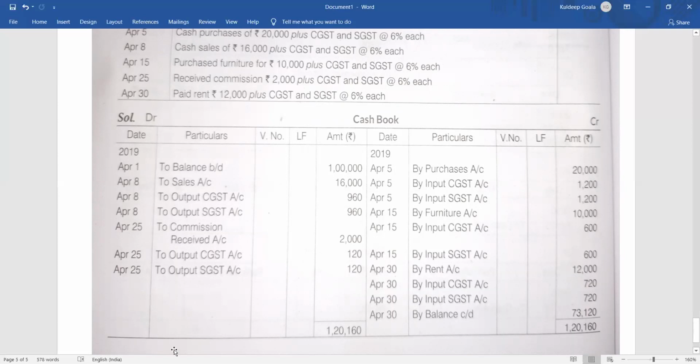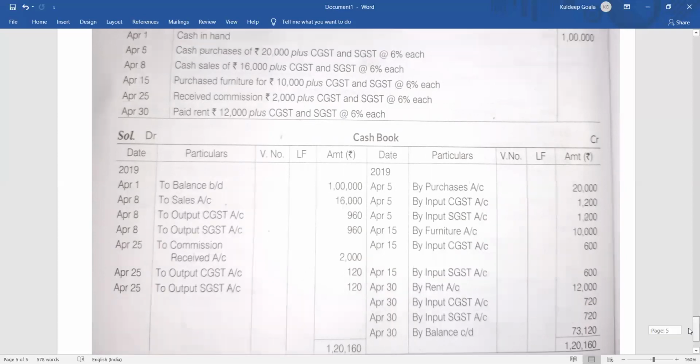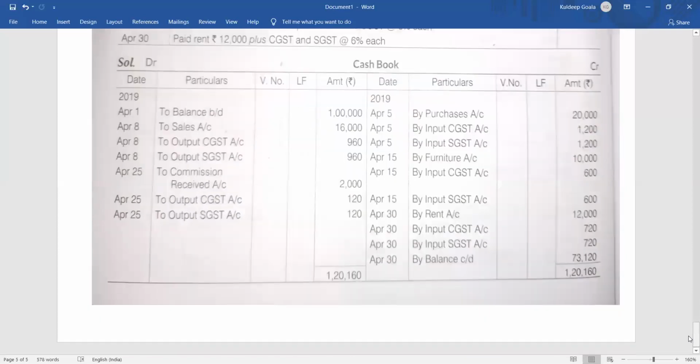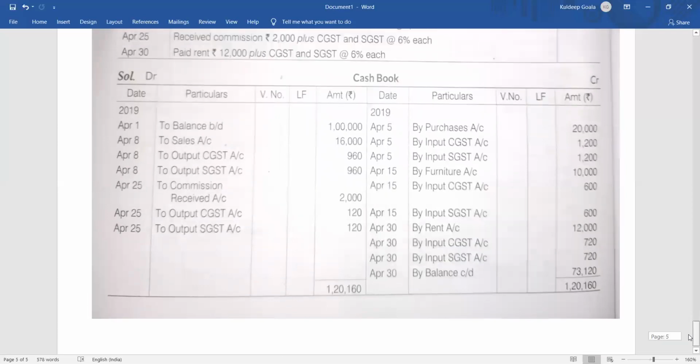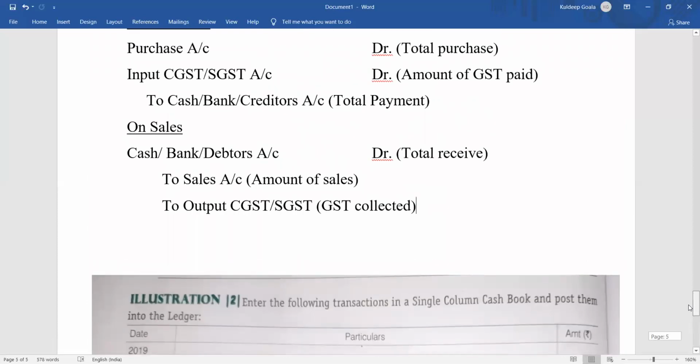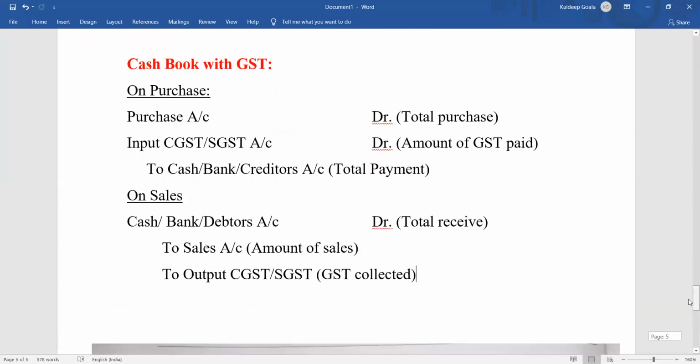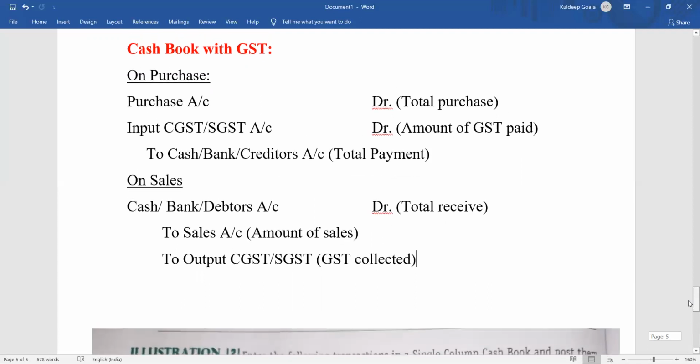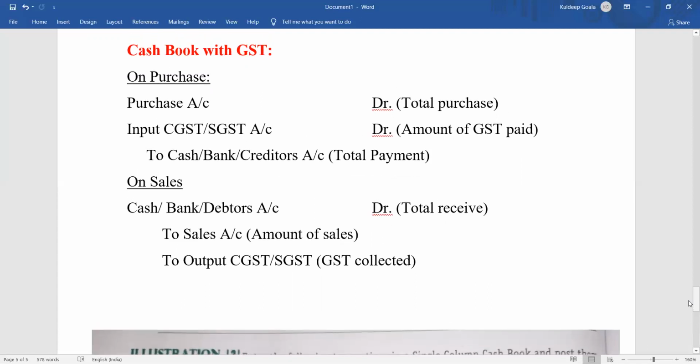On May 1 it will appear as to balance brought down 73,120. Okay, to balance brought down 73,120 on May 1. Is it clear? On the 1st of May. Is it clear, everyone? Right. So if it is clear, then this is the part for single column cash book, or you can say simple cash book. Single column cash book or simple cash book. And in the next class we'll have double column cash book.